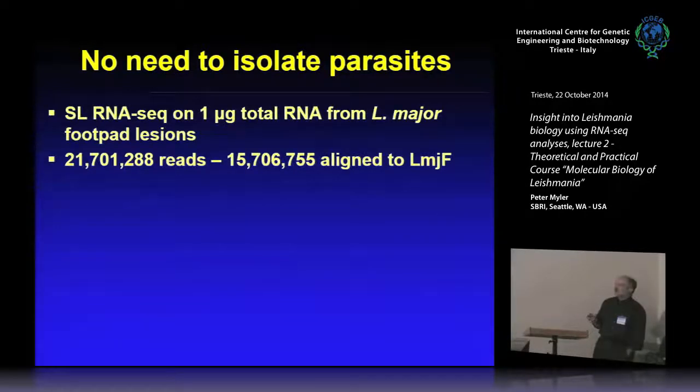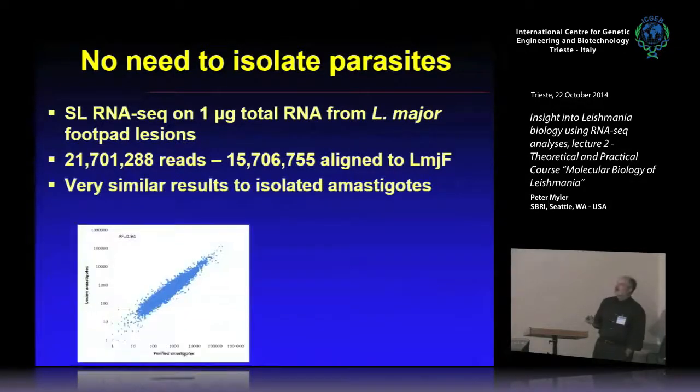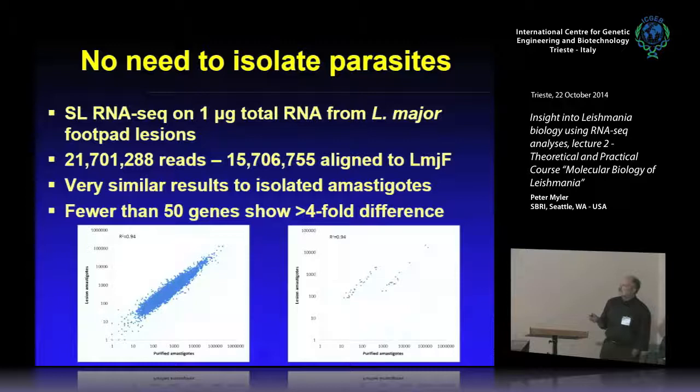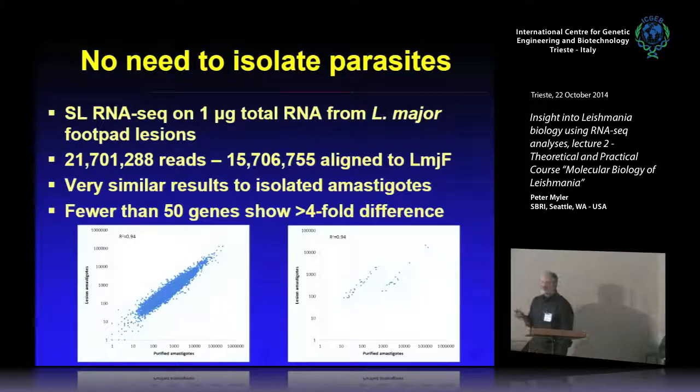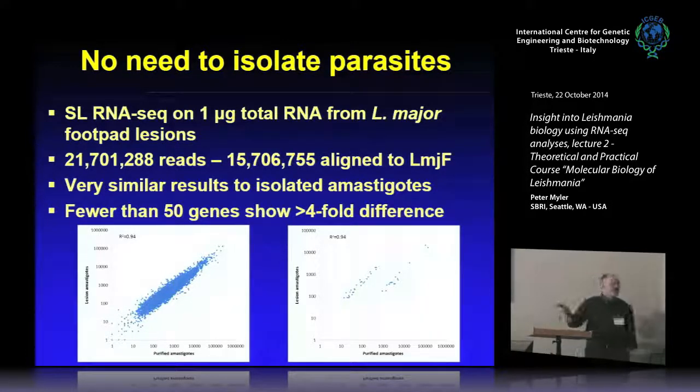And we did that, and we got really quite good libraries, 20 million reads. And we got very similar results from this experiment as we did using the isolated amastigotes, with only 50 genes that showed very much difference. So basically this says that you don't need to purify your parasites, let alone purify the RNA. All of this is done on total RNA, by the way, because it's a splice leader library.